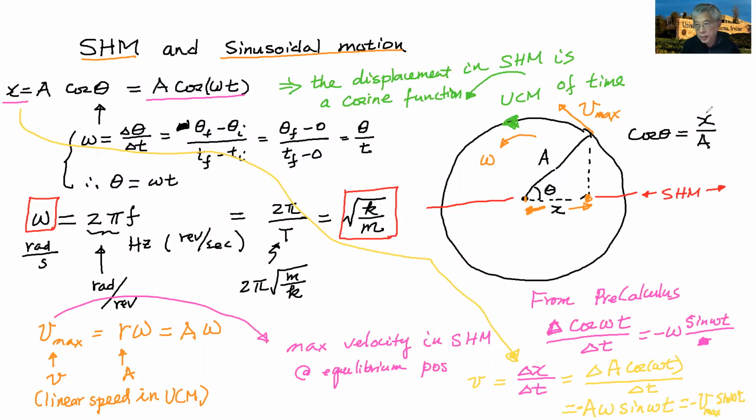Or cosine theta is equal to x divided by a. So we rewrite that x is equal to a cosine theta from here. x is equal to a cosine theta.